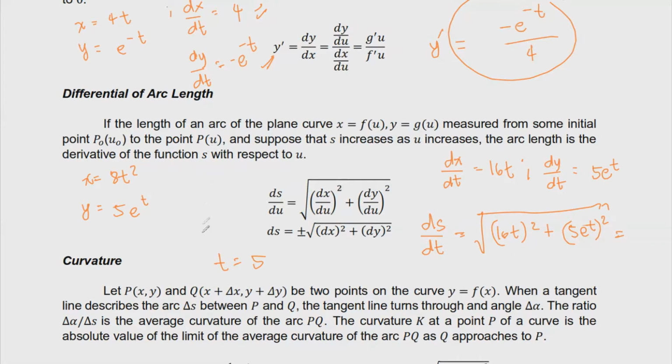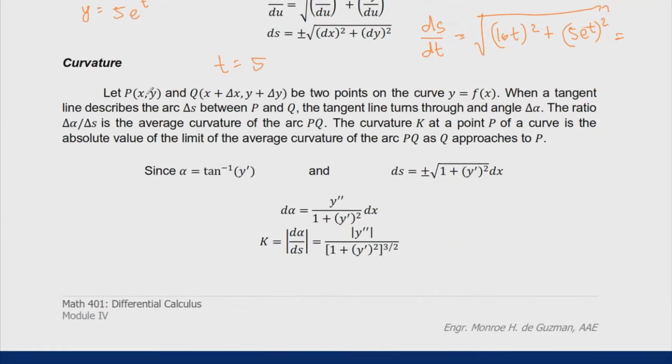So let's move forward with the curvature. The curvature here is that if we have a point P, which is (x, y), and Q, which is the increment x plus delta x and y plus delta y. So there are two points on the curve y equals f of x.